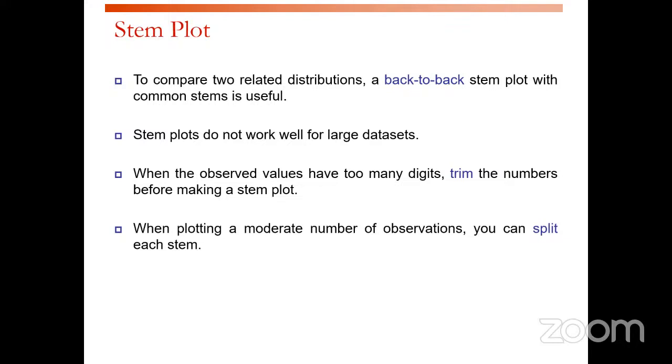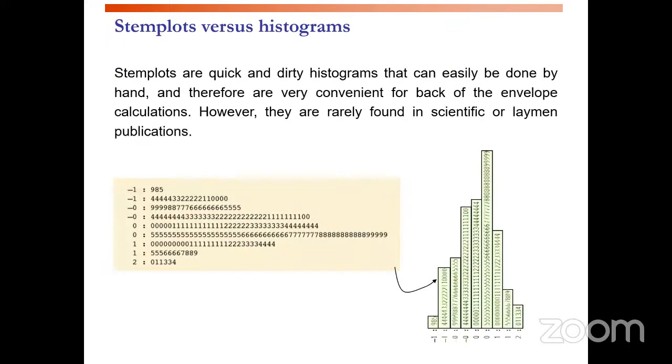When plotting a moderate number of observations, you can also split each stem. Now if you see here, I have just compared the stem plot versus the histogram. Which one do you think is better? So when I ask better, I mean definitely in terms of the information, or which one is giving you the fast information as compared to the other.